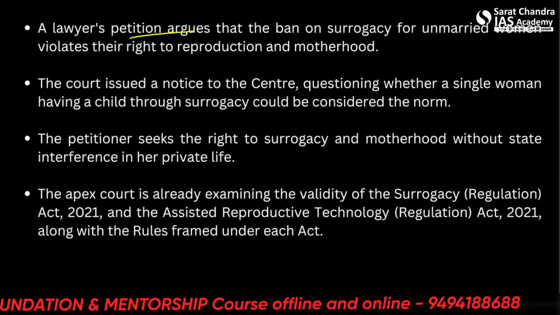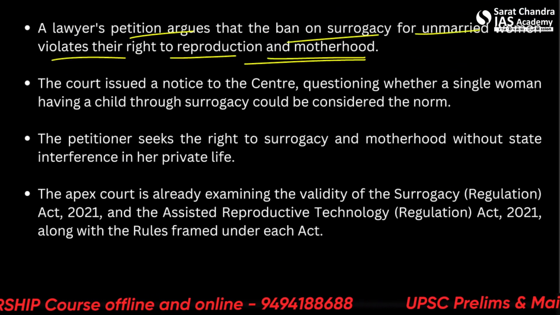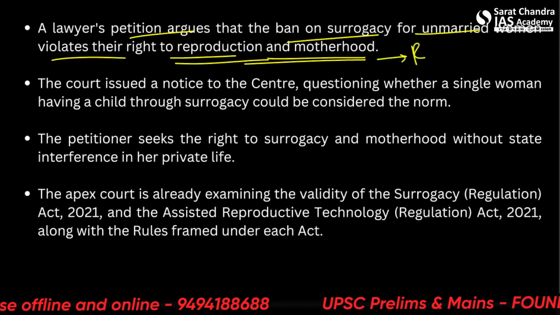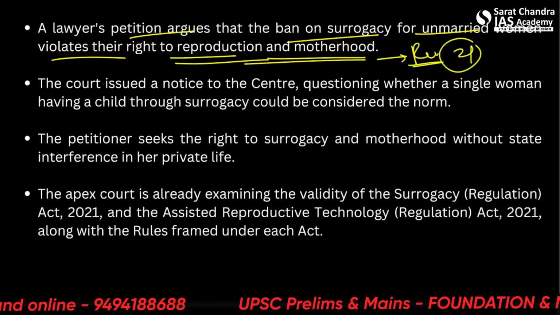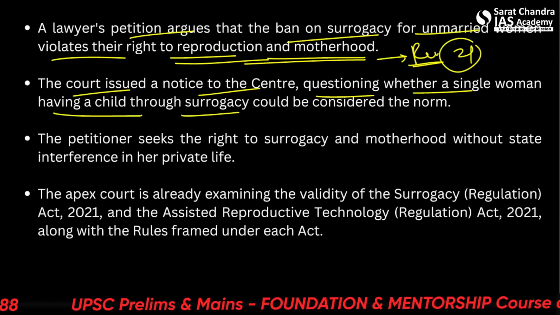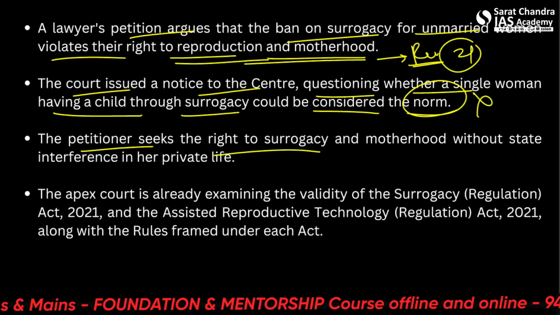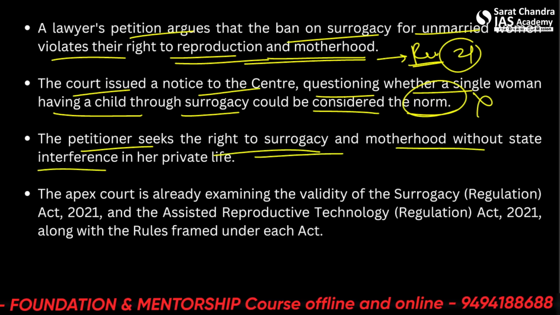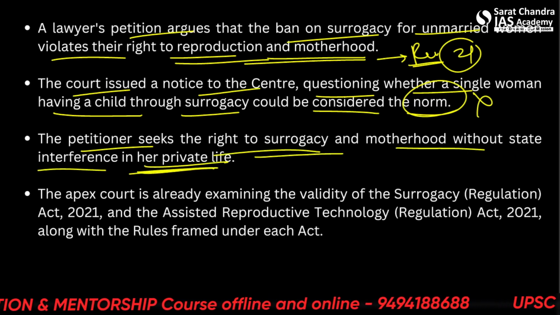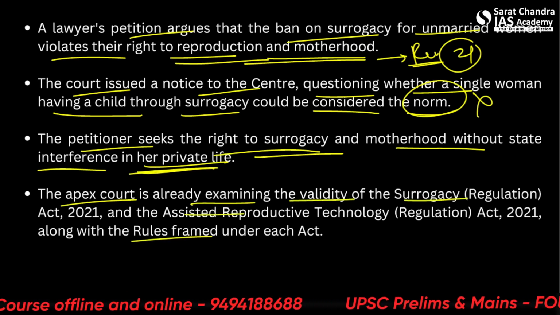So a lawyer's petition argues that the ban on surrogacy for unmarried women violates their right to reproduction and motherhood. This may come under the right to life, Article 21. The court issued a notice to the center questioning whether a single woman having a child through surrogacy would be considered the norm or not. The petitioner seeks the right to surrogacy and motherhood without state interference in her private life. The apex court is already examining the validity of surrogacy regulation, etc.